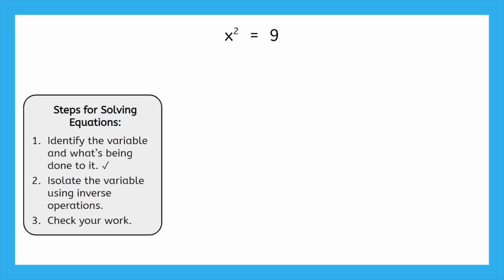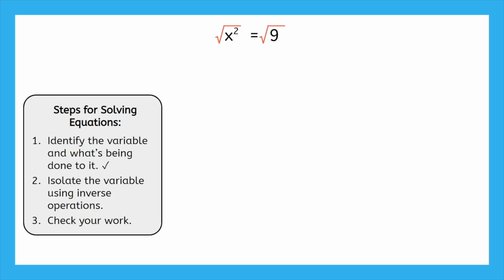Okay, since the inverse of squaring a value is taking the square root of something, we need to take the square root of both sides. To do that, we draw in a radical symbol. Any inverse operation we do to one side of the equation, we have to do to the other. Equations have to stay equal after all.